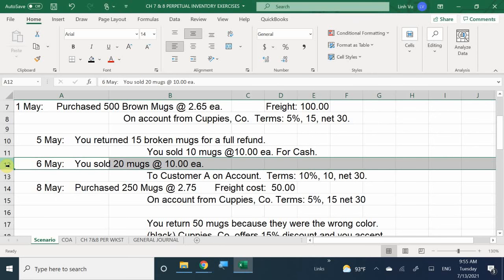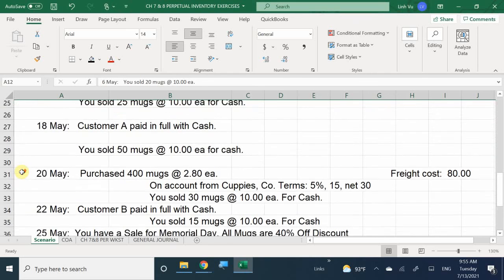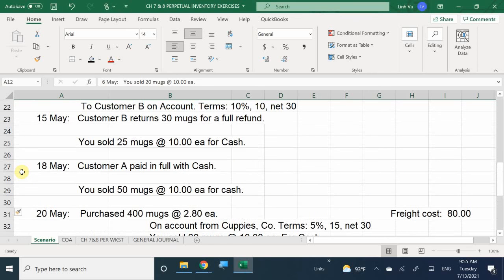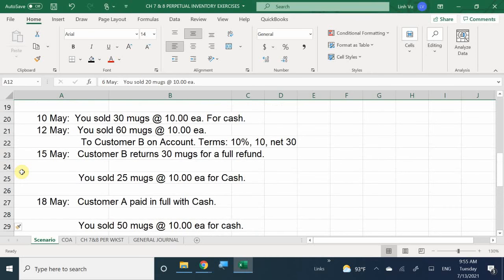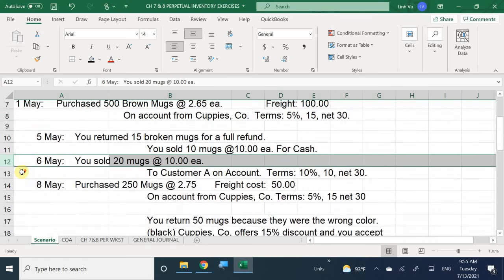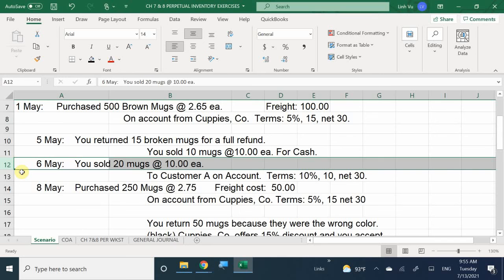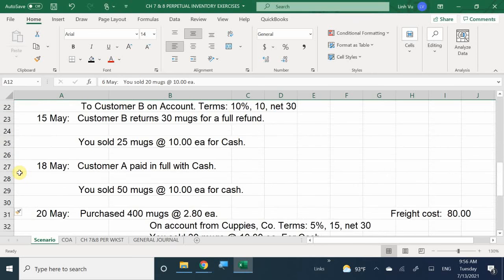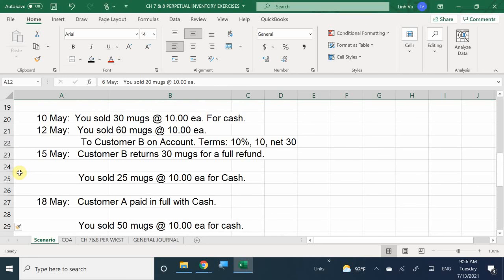Go down a little bit. Let me see it. We're on the 18th. Did he meet the terms? I believe so. Let me see. Go back up again. Yeah, he met the terms. Okay, so we sold to them on the 6th. What's 10 days later? The 16th. And it's the 18th now. So did they make the terms or did they miss the terms? He didn't make the terms, so he has to pay the full price.